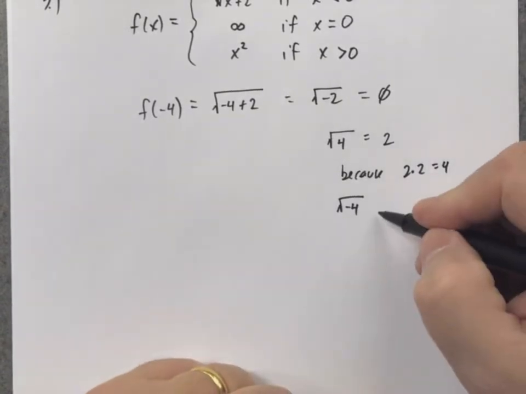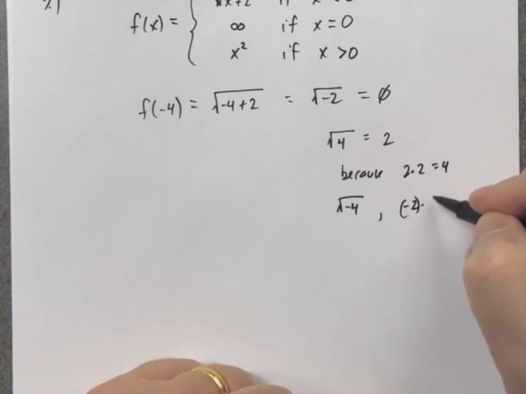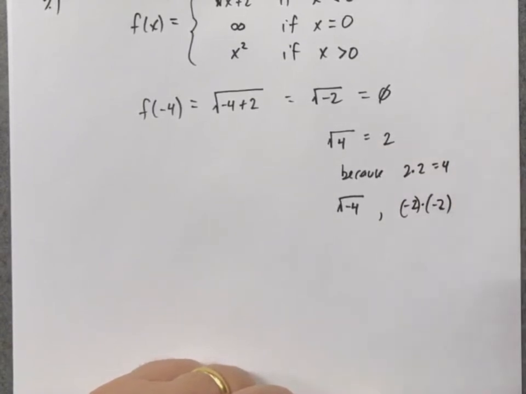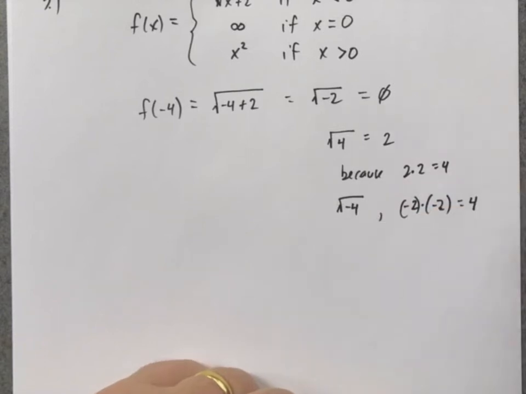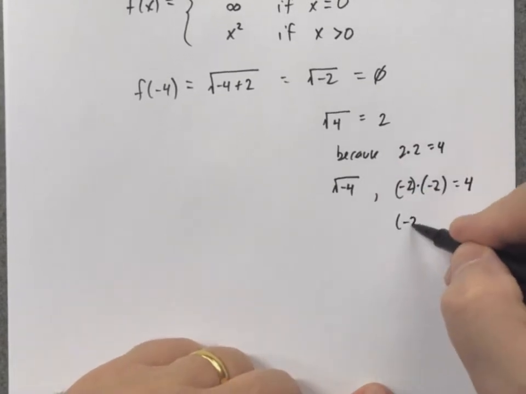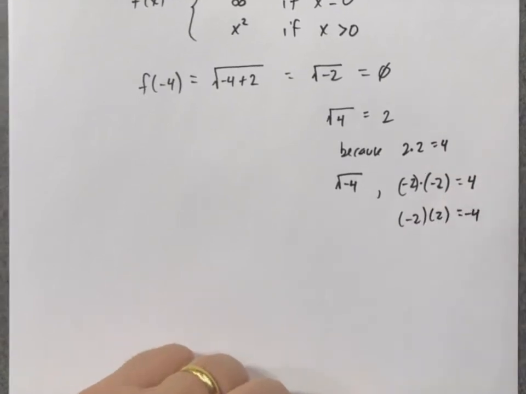So maybe some of you think, well, how about negative 2? Okay, negative 2 times negative 2. Once again, I have to multiply it by itself twice. But what's negative 2 times negative 2? It's 4. It's not negative 4. The only way I can get negative 4 is if I multiply negative 2 times 2. Then I get negative 4.